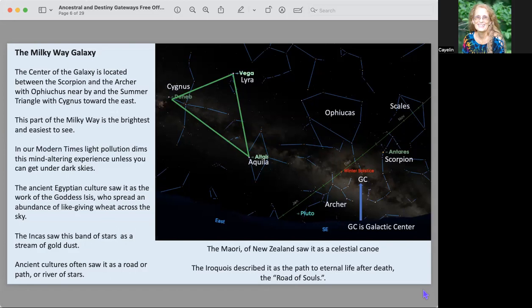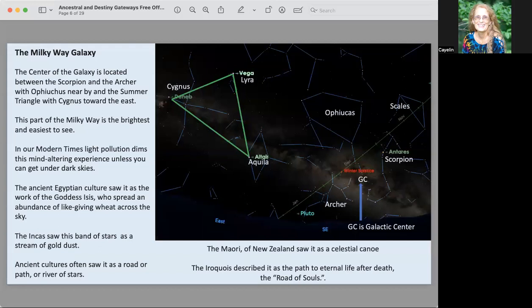If you can go out underneath dark skies and not be dealing with light pollution, it is a mind-blowing experience to see the Milky Way, especially near the center of the galaxy. So one of the things we always encourage people to do is to go out under dark skies if possible, especially in the summer, when this is the part of the Milky Way that's most visible.